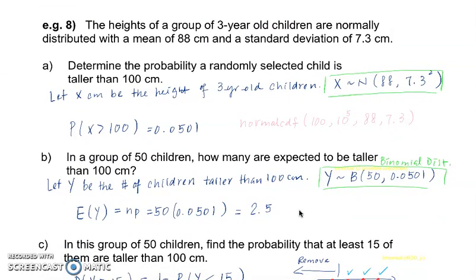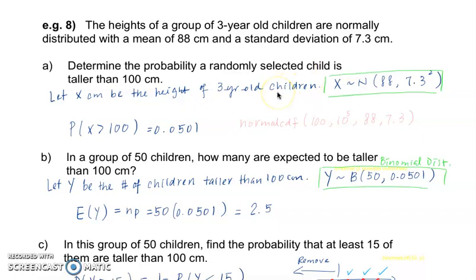Okay, continuing. This is going to be the last example. We're going to look at the heights of a group of 3-year-old children. The heights of these children are normally distributed with a mean of 88 centimeters and a standard deviation of 7.3 centimeters. We're going to look for the probability that a randomly selected child is taller than 100 centimeters.